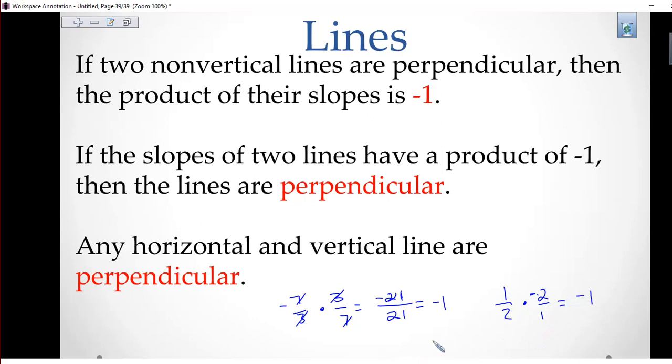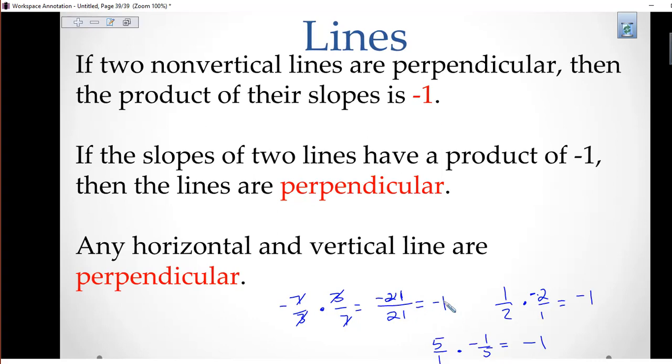And the last one, let's say we have the number 5. Well, this is 5 over 1, so its negative reciprocal is going to be a negative 1 over 5. The 5's cancel, the 1's cancel as well, and we're left with a negative 1. So all of these will equal negative 1. So the negative reciprocal is what we're going to need to find for our perpendicular slopes.